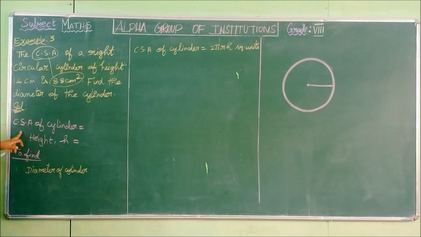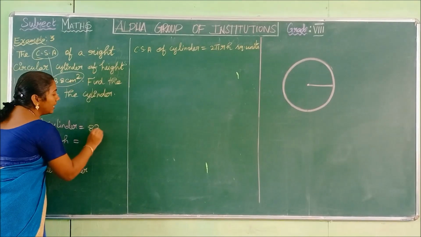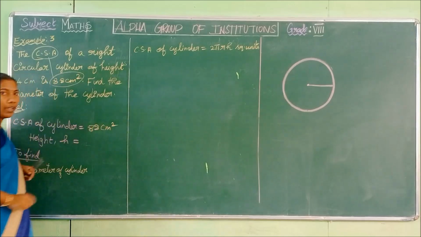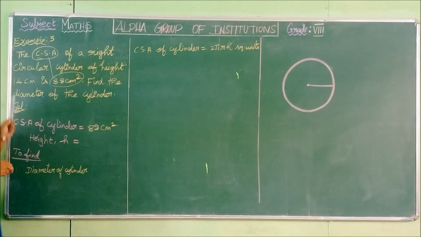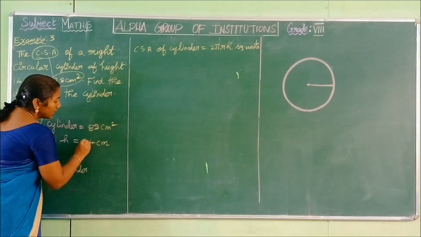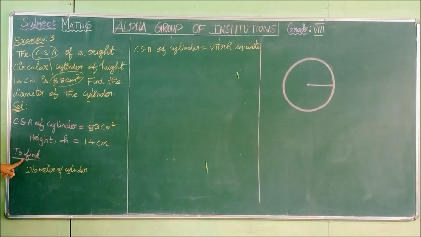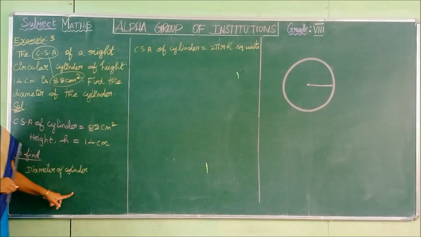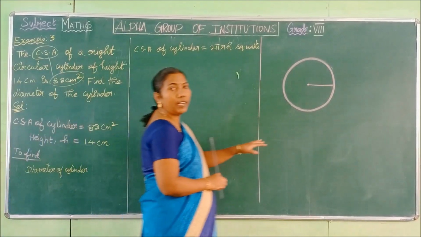Here you have to write the given data. CSA of cylinder equal to 88 centimeter square. What is the height of the cylinder? 14 centimeter. So you have to write 14 centimeter. What we have to find? We have to find the diameter of the cylinder. How do you get the diameter of the cylinder?